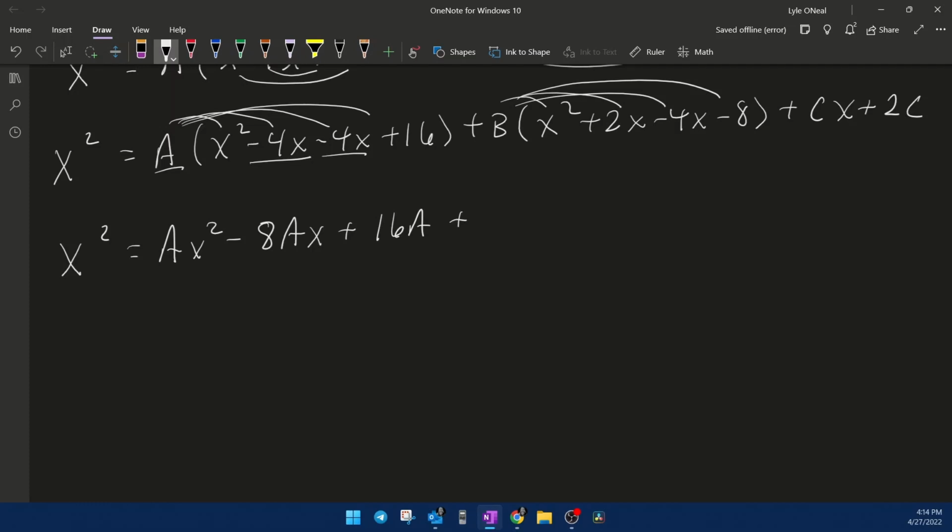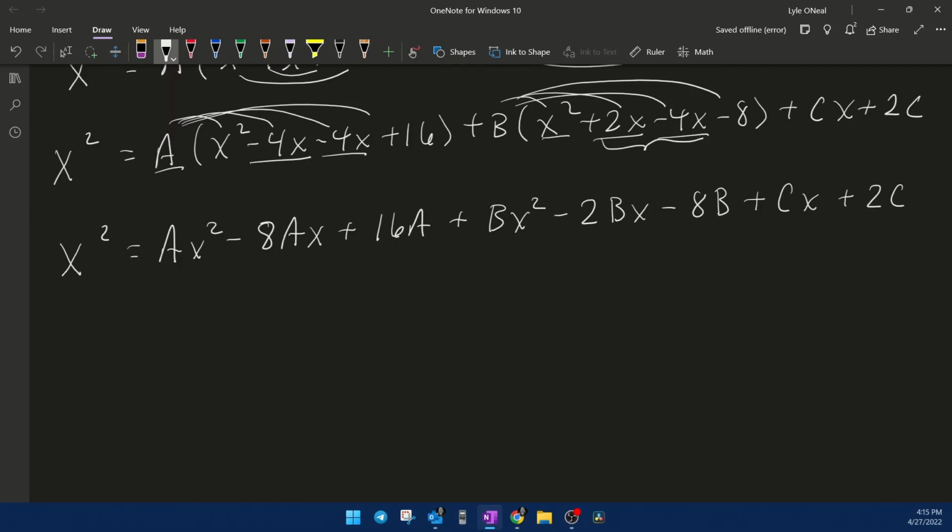Plus, and then with the b times x squared, that's a bx squared. I'm going to have a 2bx and a minus 4bx. Negative 4 plus 2 is negative 2bx. Do you see what I did there? I combined like terms on the fly. Minus 8b plus cx plus 2c.